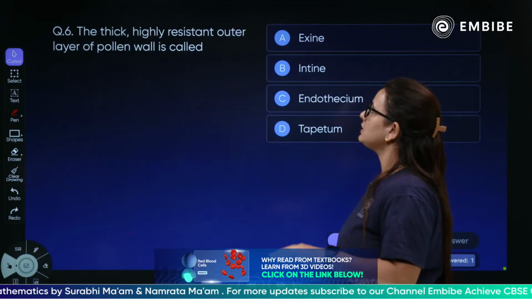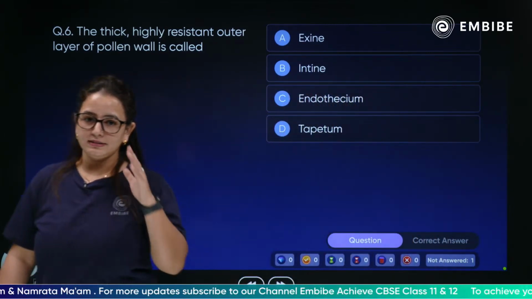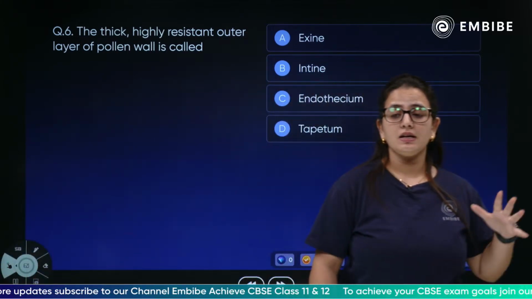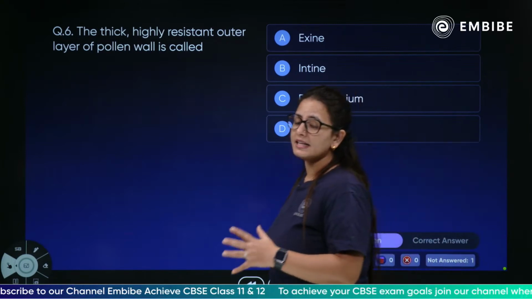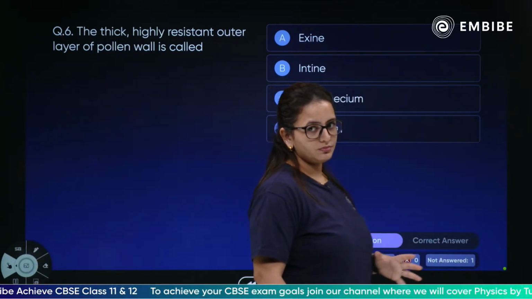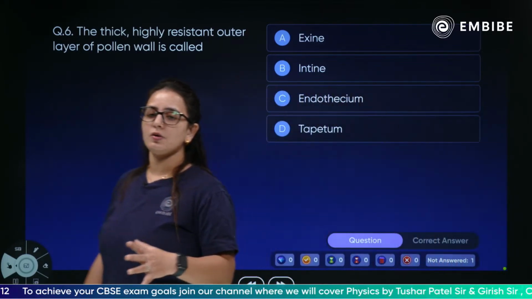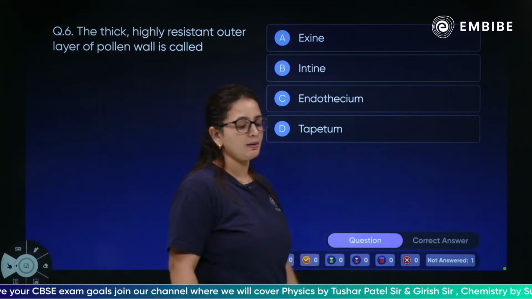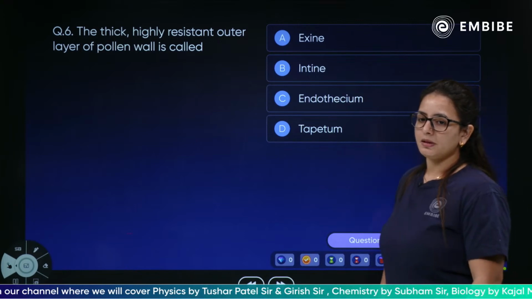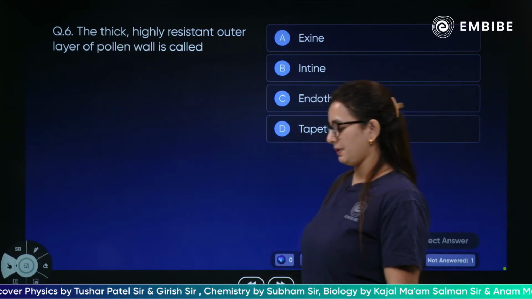Next question. The thick, highly resistant outer layer of the pollen wall is called what? Very thick, not easily degradable. Exine, intine, endothecium, tapetum? Very simple, this is what we have already discussed.